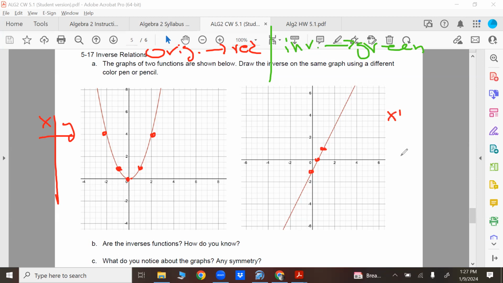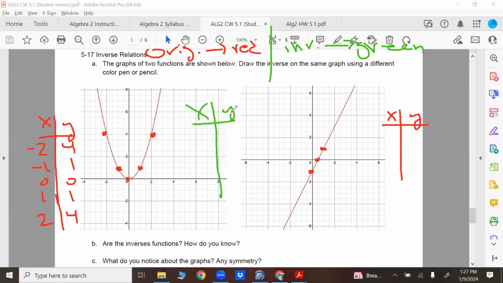So what are my coordinates here? (-2, 4), (-1, 1), (0, 0), (1, 1), (2, 4). Now, we swap: (4, -2), (1, -1), (0, 0), (1, 1), (4, 2). So this is the inverse now.